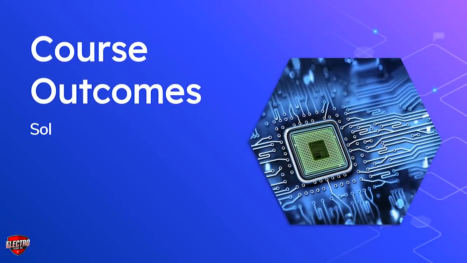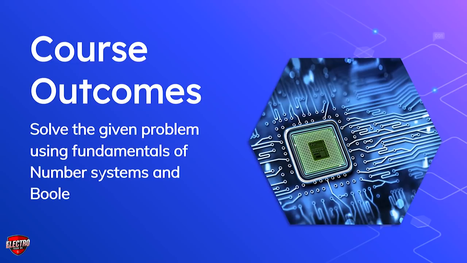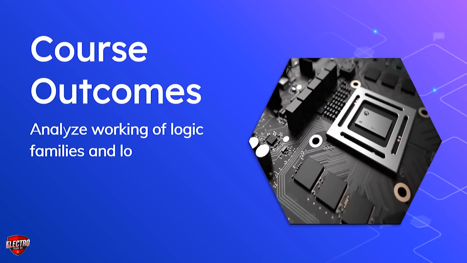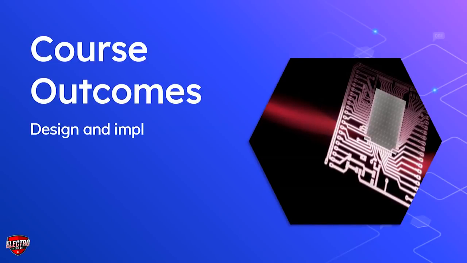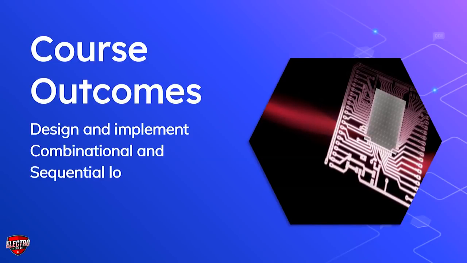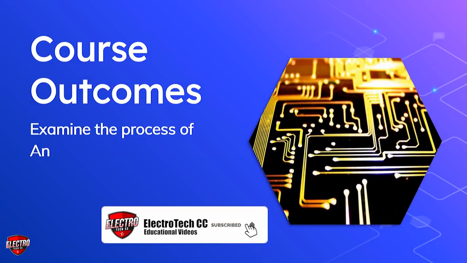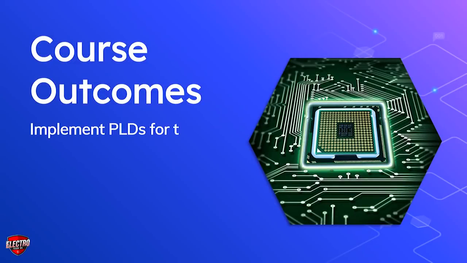After completion of this course, you will be able to solve a given problem using fundamentals of number systems and Boolean algebra. You can easily analyze the working of logic families and logic gates and design simple circuits using various gates for a given problem. You can design and implement combinational and sequential logic circuits and verify their working. You can understand the process of analog to digital conversion and digital to analog conversion. You can implement programmable logic devices for a given logical problem.